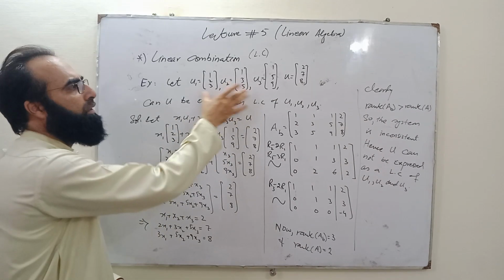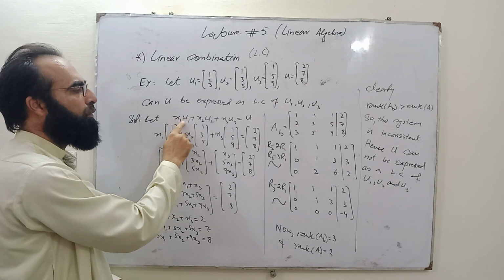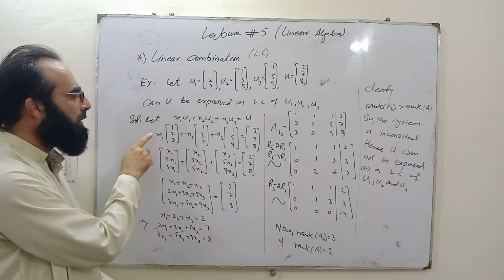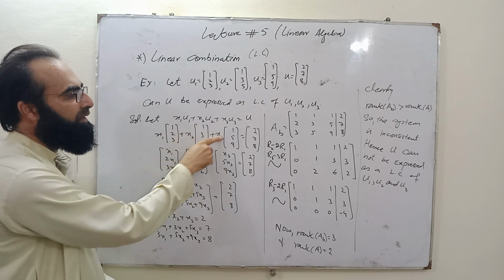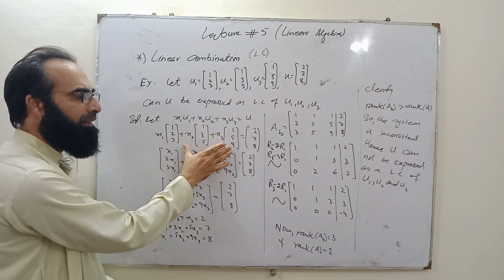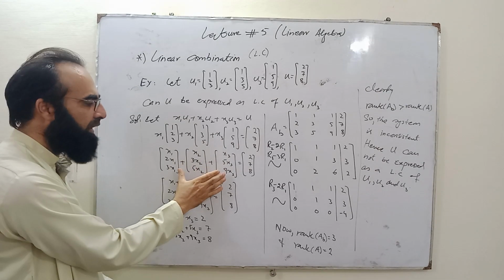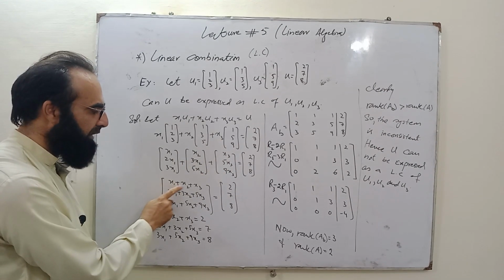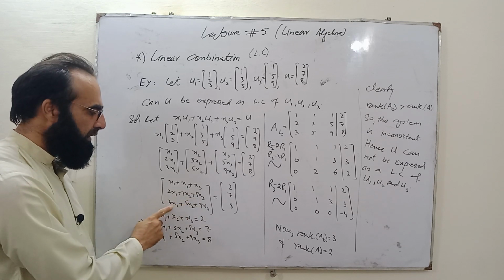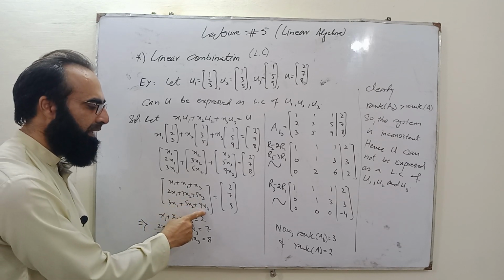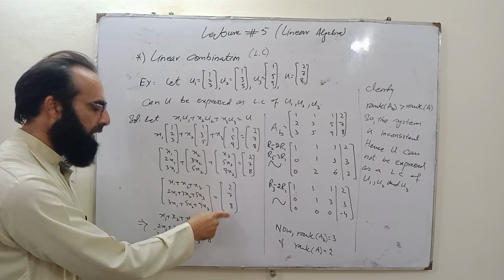Now put all these given vectors in this equation, and then multiply x1 with 1, 2, 3, x2 with 1, 3, 5, x3 with 1, 5, 9, and add all these vectors on the left side. You will get x1 plus x2 plus x3, 2x1 plus 3x2 plus 5x3, 3x1 plus 5x2 plus 9x3 equals 2, 7, 8.